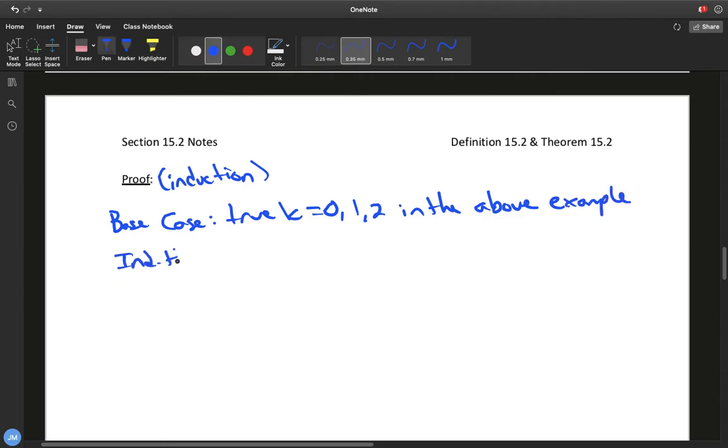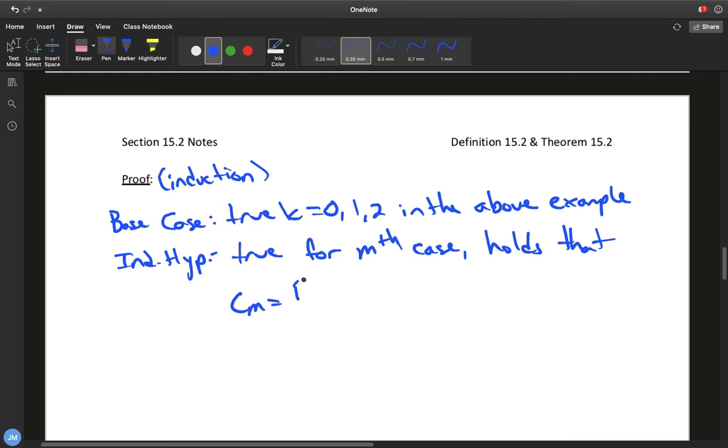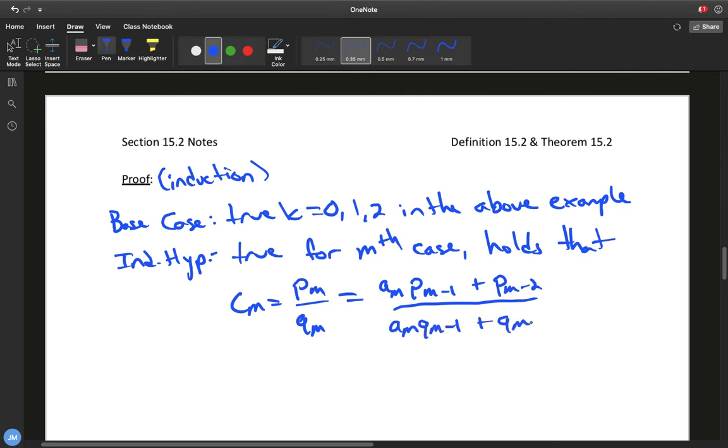So our inductive hypothesis would then be that it's true, and since we've already used n, I'm going to say true for the mth case. In other words, it holds that c sub m can be written as p sub m over q sub m. Now I'm going to write that in the more recursive manner, which is that it would be the same as taking a sub m multiplied by p sub m minus 1 plus p sub m minus 2 all over a sub m multiplied by q sub m minus 1 plus q sub m minus 2.